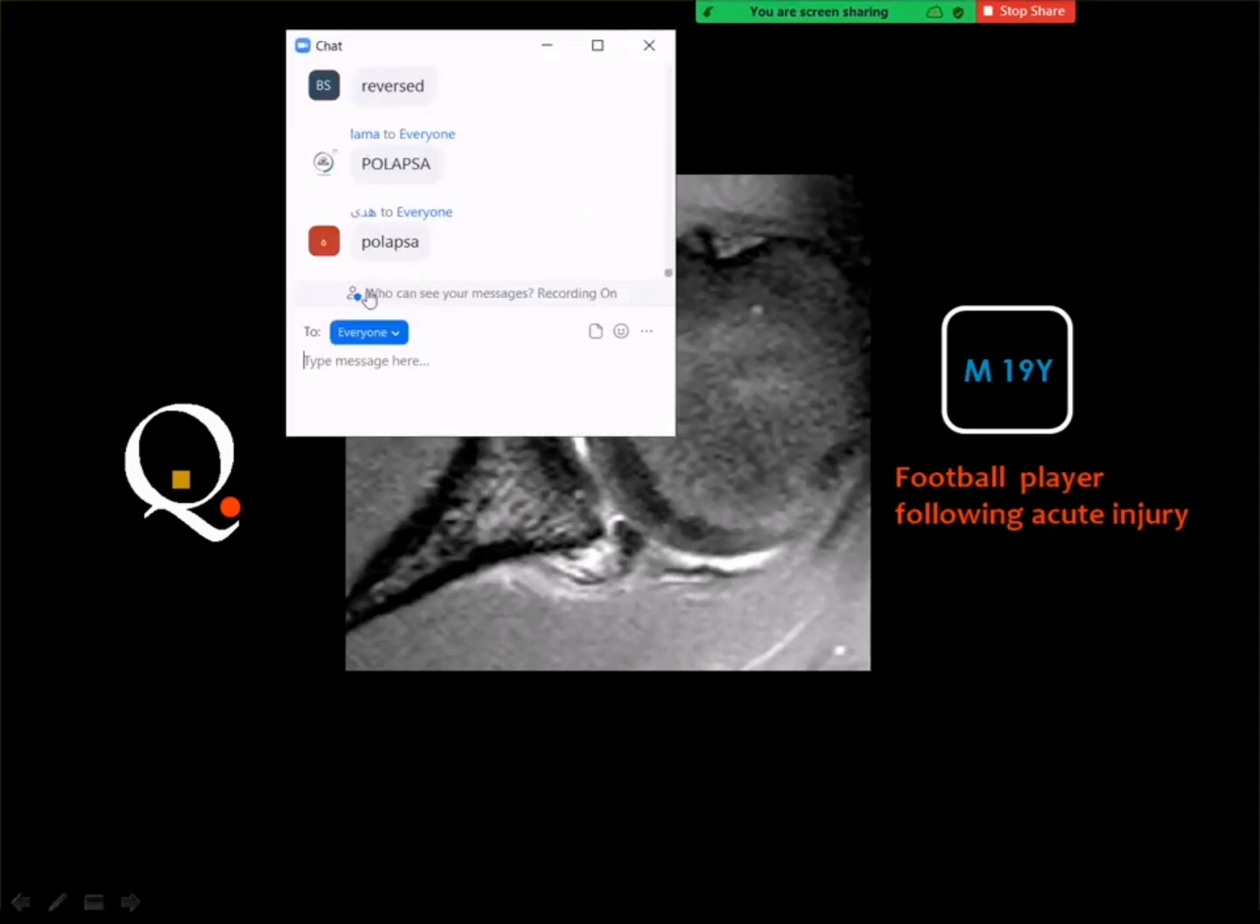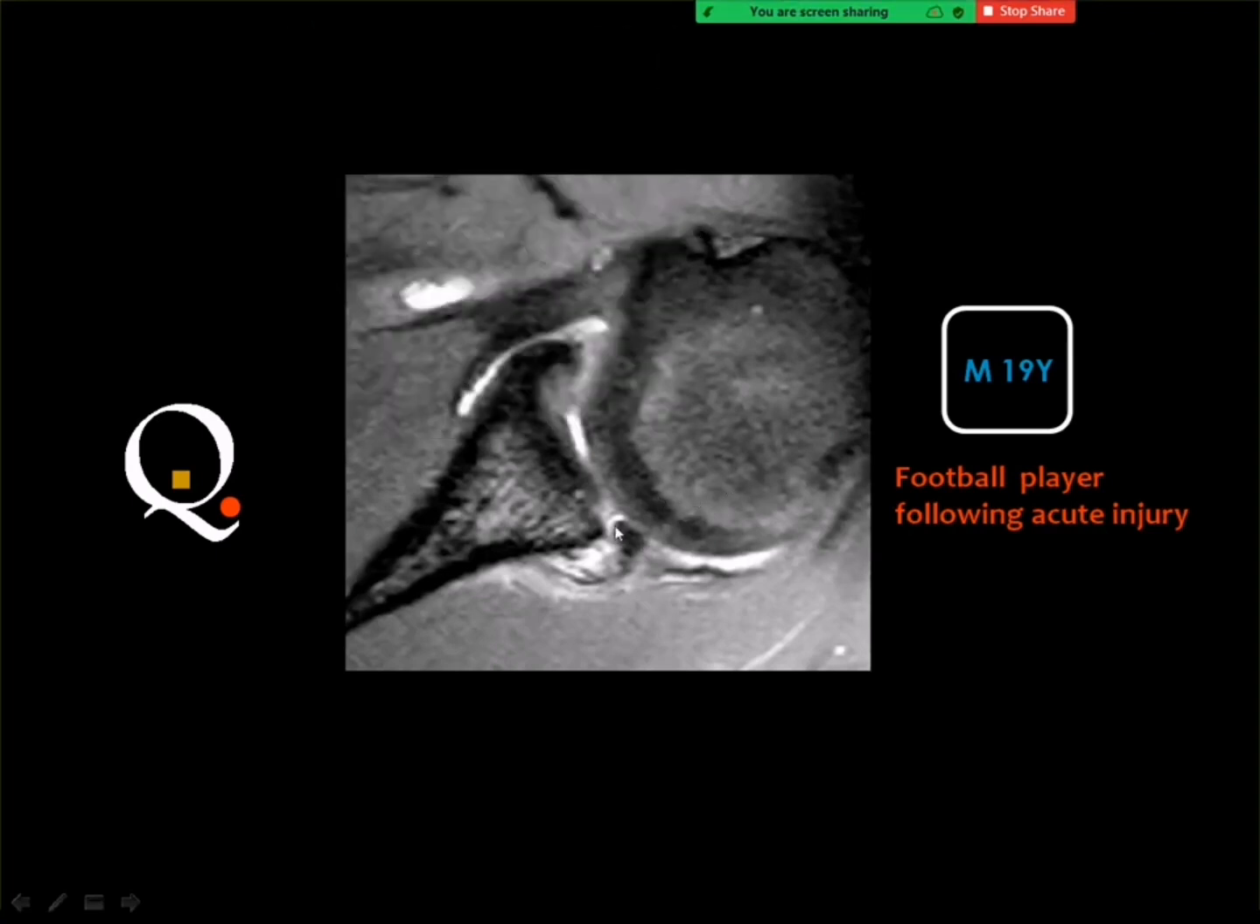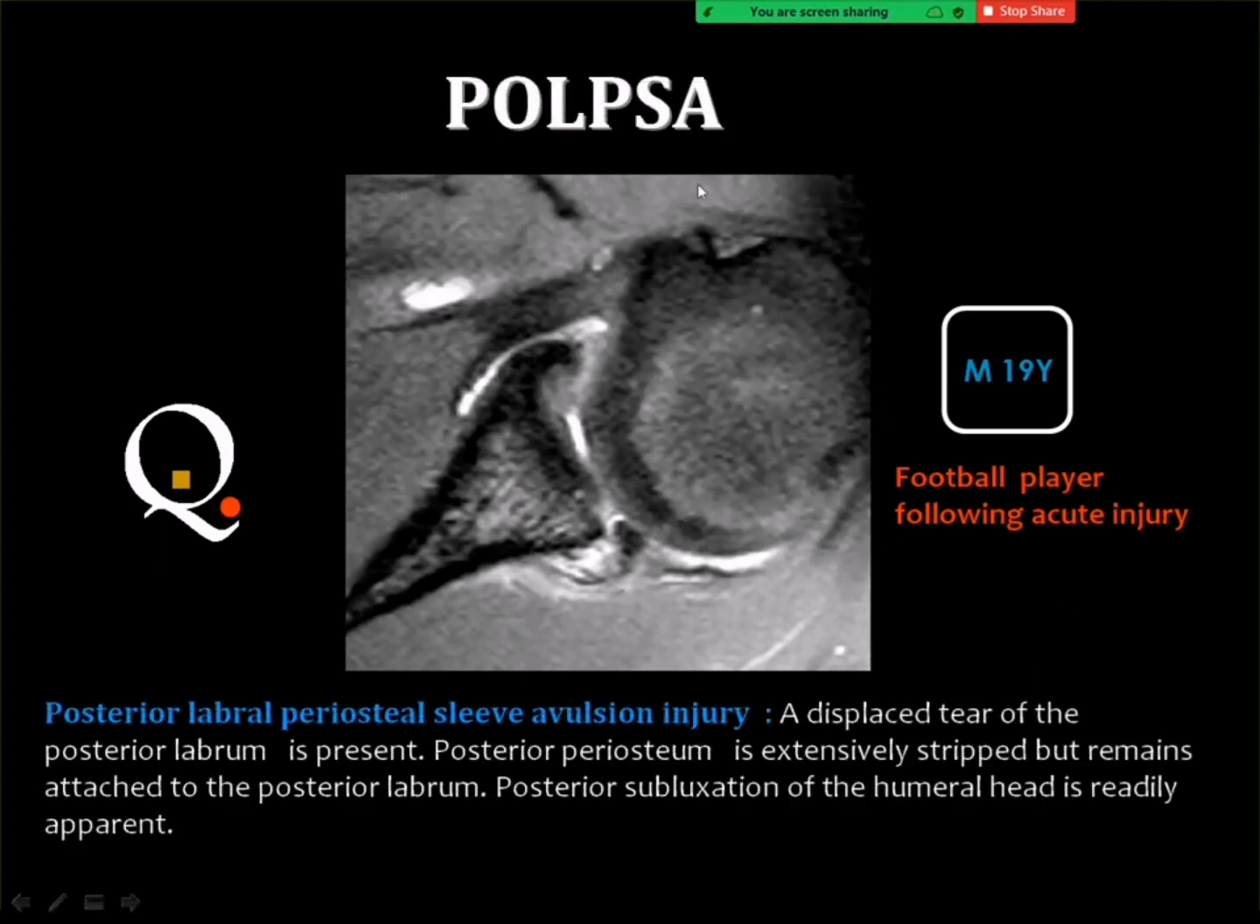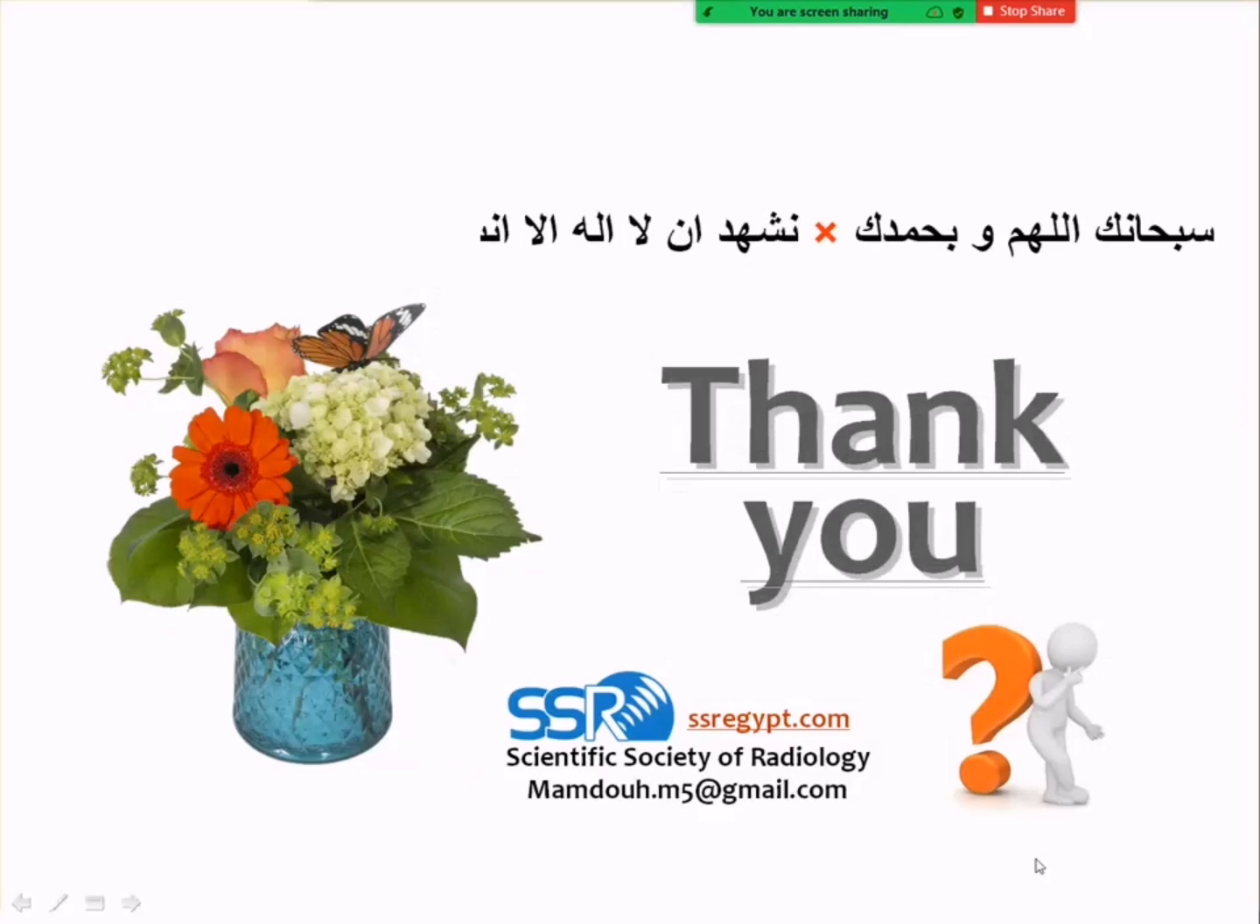yes, this is the right answer, which is a reverse Bankart lesion, because the posterior labrum has been separated from the glenoid, but the periosteum connecting it to the scapula is still intact, and the labrum is displaced a little bit medially, and this is a typical finding for the reverse Bankart, which is the opposite of a Bankart lesion, which affects the anterior labrum.